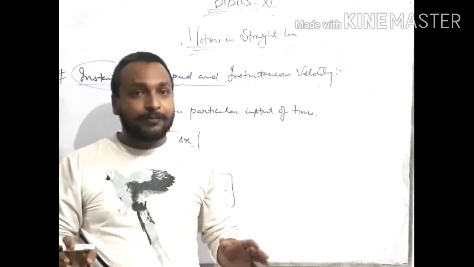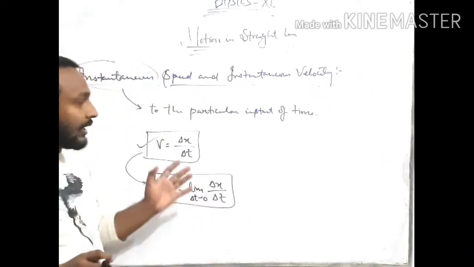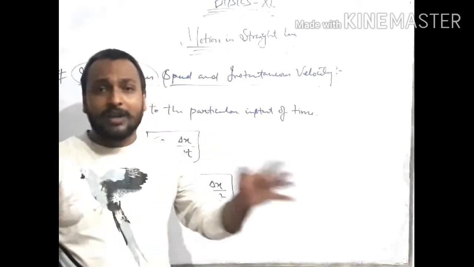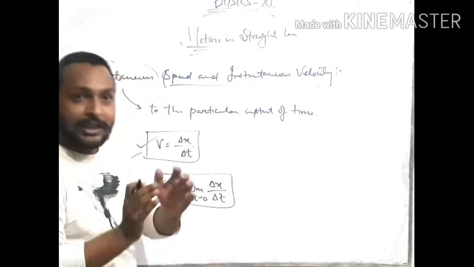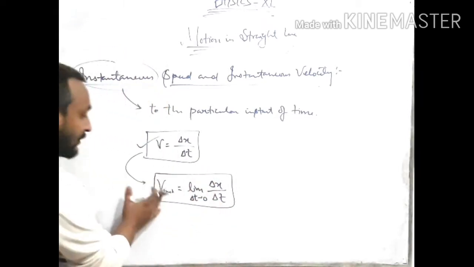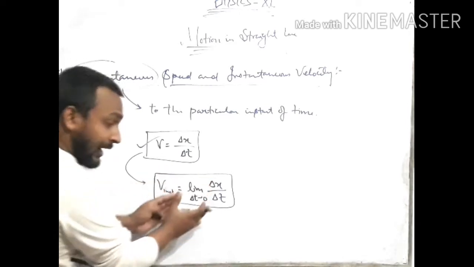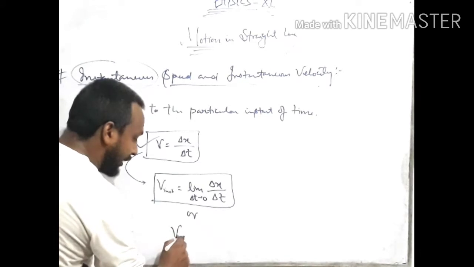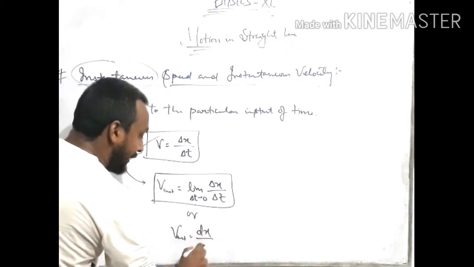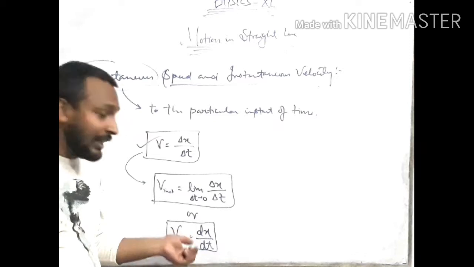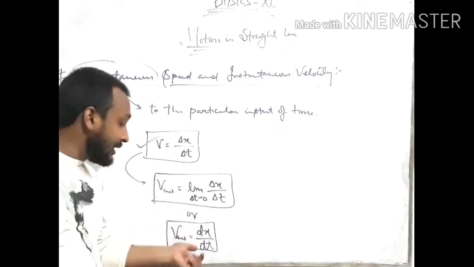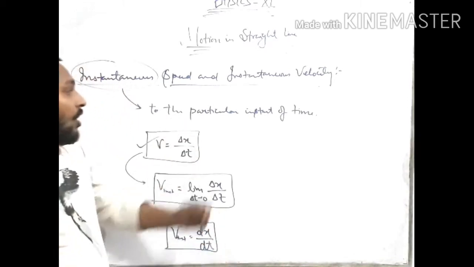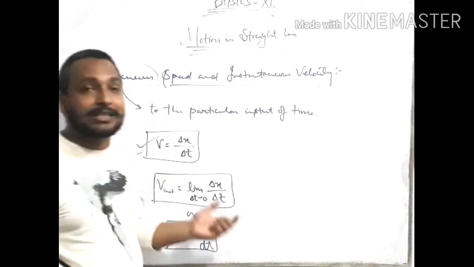The units have no difference: the units of instantaneous velocity, instantaneous speed, average speed and average velocity are all the same, that is meter per second. Other units can also be converted. So this is instantaneous velocity. In other terms, you can also write that instantaneous velocity is equal to dx by dt, where dx by dt is the differentiation, or differential coefficient, of x with respect to time t.